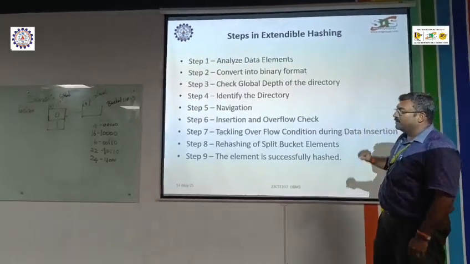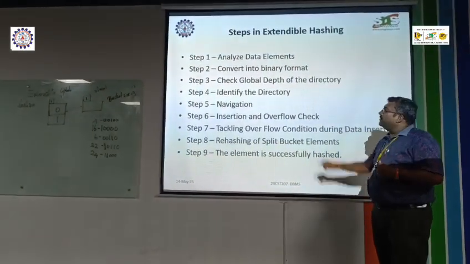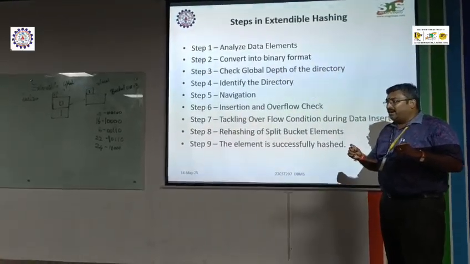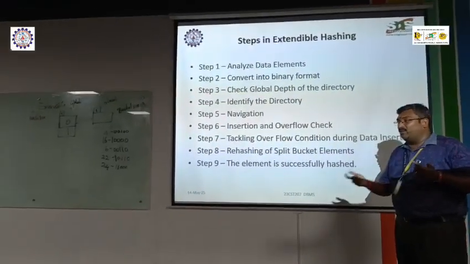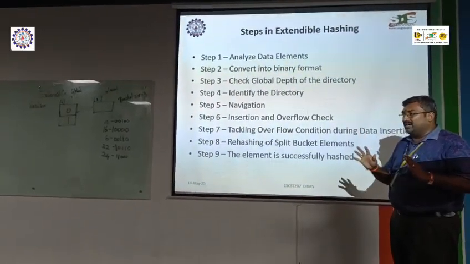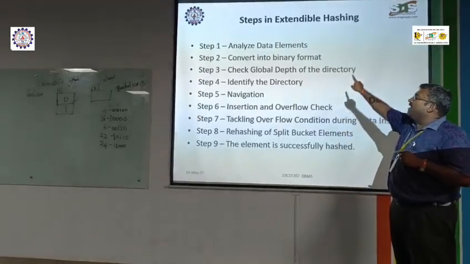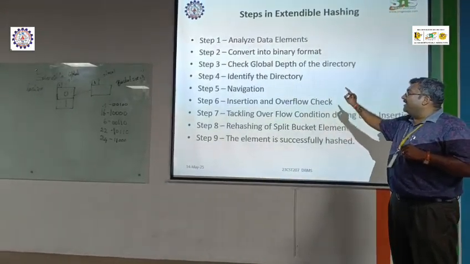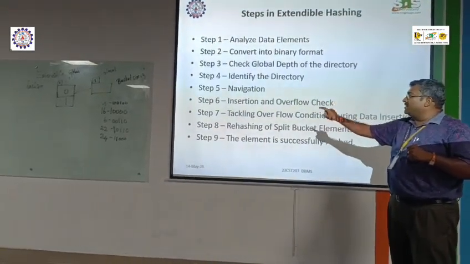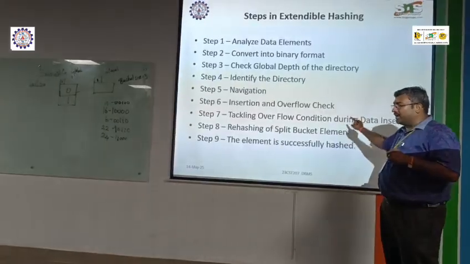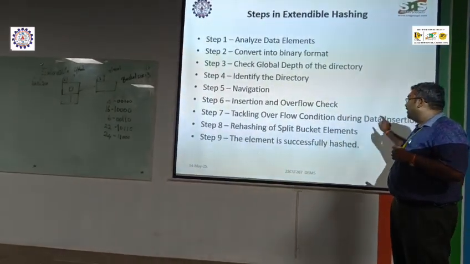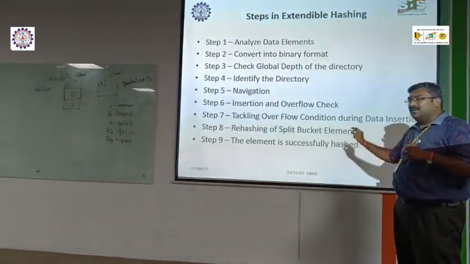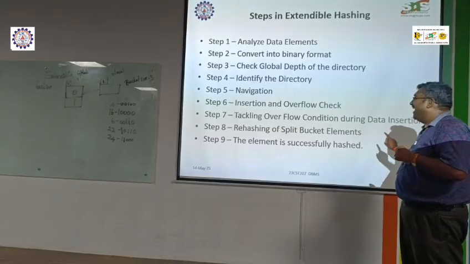In extendable hashing, first, I receive the data, whether the values are individual values or point numbers, or string values. Second step, convert to the binary format and check the global depth in the directory. Step 4, identify the directory. Step 5, navigation. Step 6, insertion and overflow checking. Step 7, tracking the overflow condition during the data. Step 8, rehashing and splitting the element. Step 9, the element is successfully hashed.